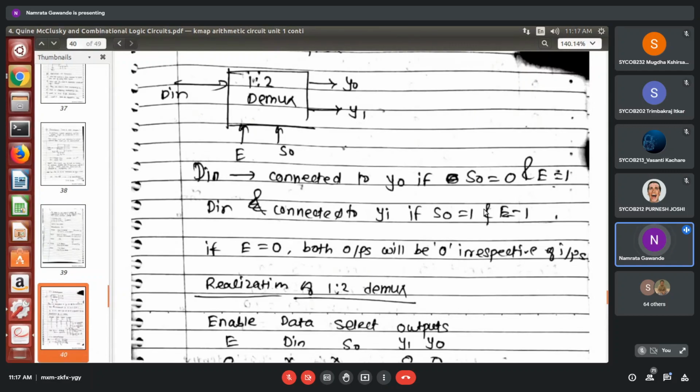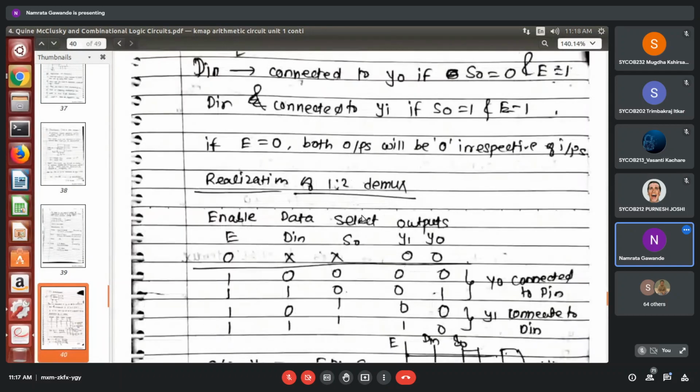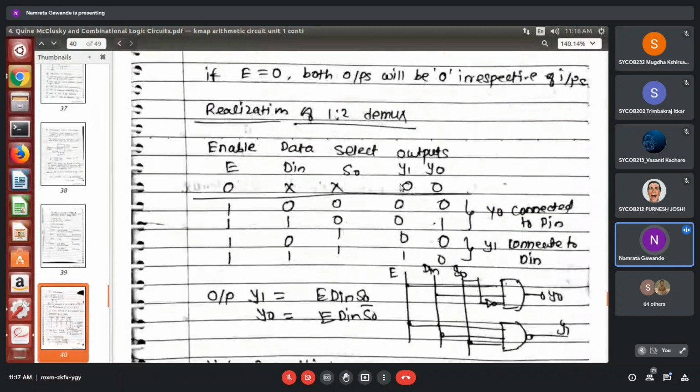Here you can see that both places have E equal to 1. E equal to 1 means this IC will be enabled and will provide the input through the select line as 0 or 1, because there is a single select line. So if it is 0, the output will be Y0. If it is 1, it will be Y1. This particular part is given over here.